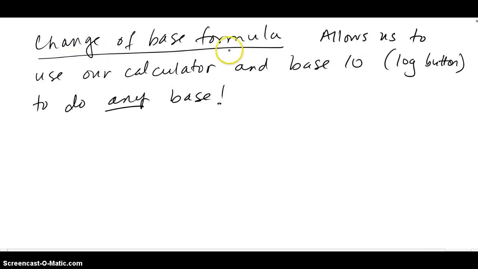The last thing is the change of base formula, which allows us to use our calculator with base 10 to evaluate any base we want. The case useful for us is to use base 10 because our calculator has it. Log base a of b is simply log of b over log of a. Always. You can always use log base 10 on your calculator to evaluate any base.